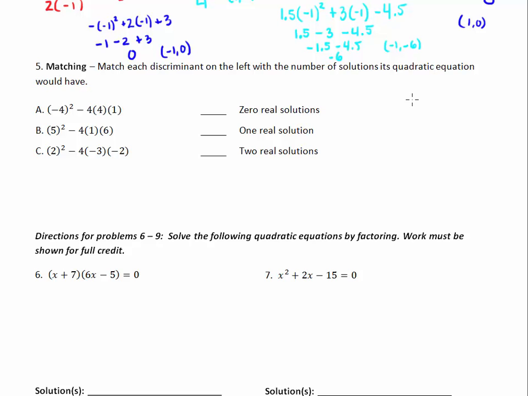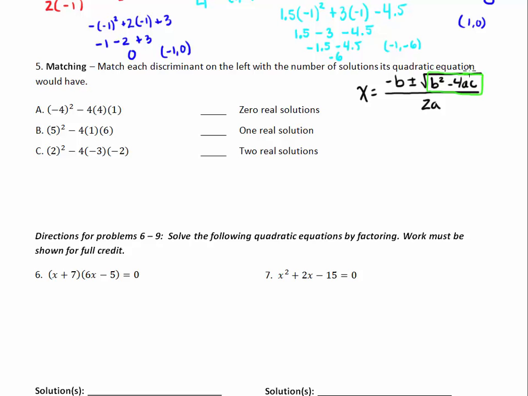So we've got the quadratic formula is negative b plus or minus the square root of b squared minus 4 times a times c, all divided by 2 times a. And the discriminant is this piece right here, the b squared minus 4ac. And so you can kind of see that right here. This would be b squared minus 4 times our a value times our c value.